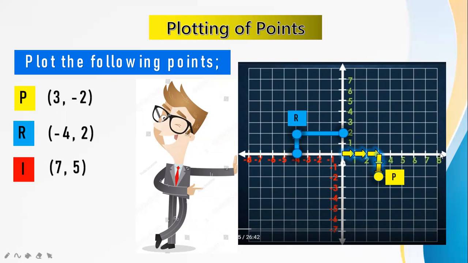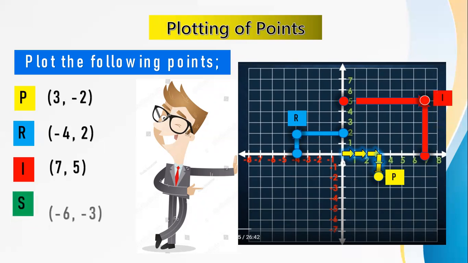So therefore this will be your positive, this will be your negative. And then you count 1, 2, 3, 4, 5, 6, 7. So therefore this will be your point. And then we have 5. So 5 up, above the x-axis. So move 5: 1, 2, 3, 4, 5. So this will be your point. And then connect the 2 points using a line, and therefore this will be your point I.